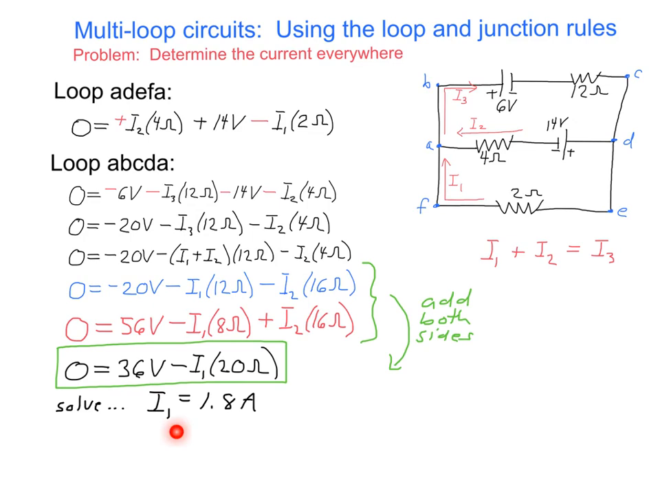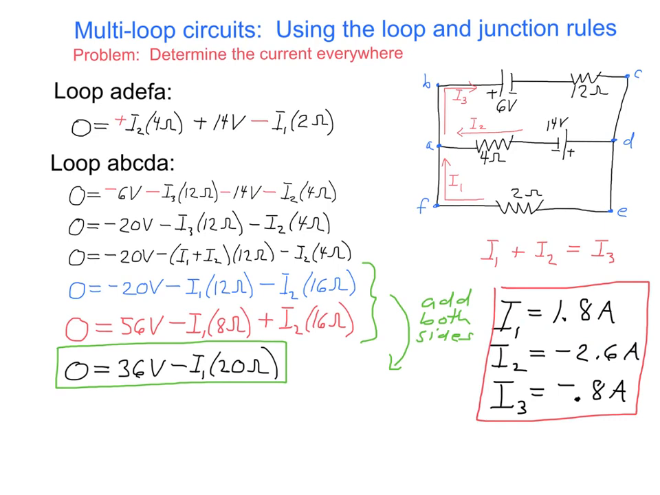Plugging I1 back into either the red equation or the blue equation allows us to solve for I2, and I2 comes out to be negative 2.6 amps. Finally, plugging both I1 and I2 into our junction rule expression allows us to get I3, which turns out to be negative 0.8 amps. Let's put these results over here and talk about what they mean.